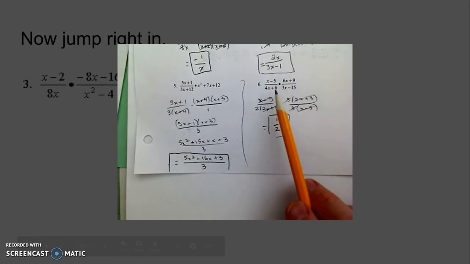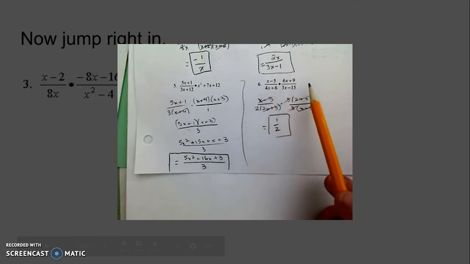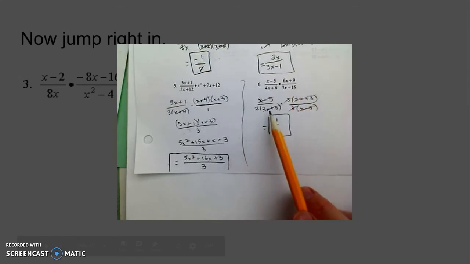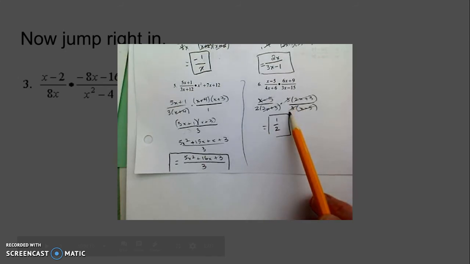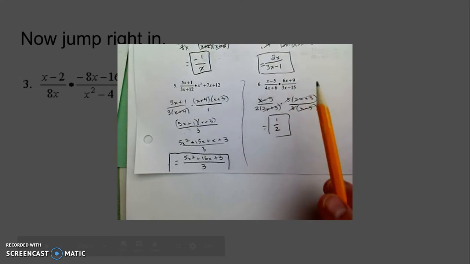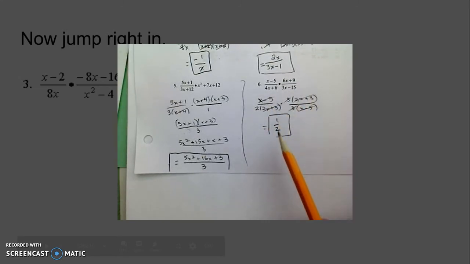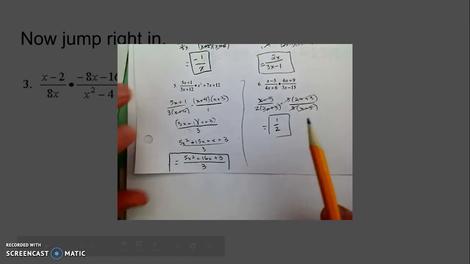For number 6, all GCFs here. 2 times 2x plus 3, 3 times 2x plus 3, 3 times x minus 5, and all the binomial factors paired up, plus I had a factor of 3 in the numerator and denominator. All the factors in the numerator I was able to divide out. So remember that leaves me with 1, and in the denominator just 2. So number 6 was equal to 1/2.